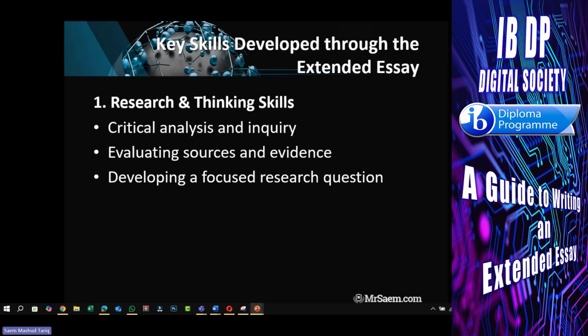Key skills developed throughout the extended essay, so obviously thinking. I want to go into a lot of depth on this. George, you're totally correct. Okay, Aligo, are you following us over here? I think it's just very complicated. You only know this now. Very good. Okay. Research and thinking skills, critical analysis and inquiry, obviously.